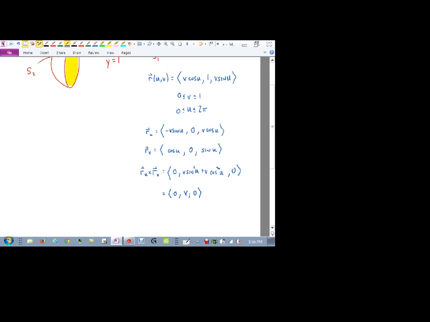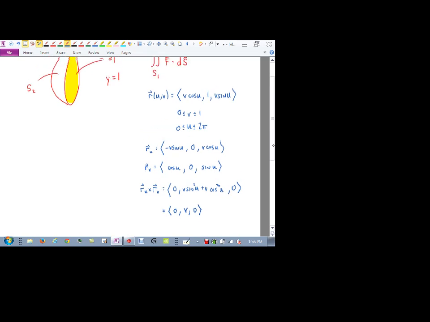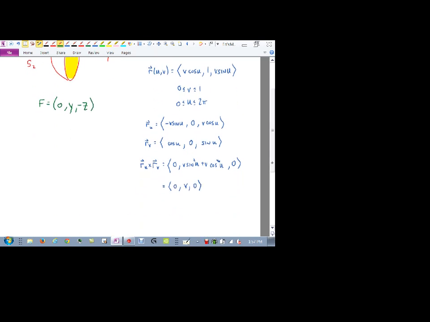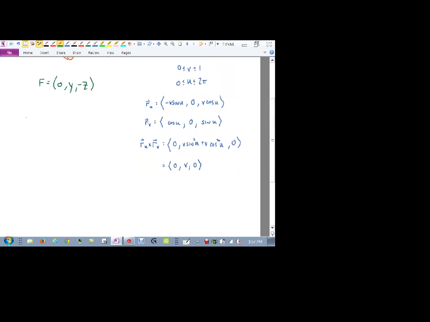Now I'm supposed to dot that with what? The vector field. Now, what was my vector field? Okay, I'll write that down up here. We're still working on S1, right? My vector field was 0, y, negative z. I'm going to dot that with this thing down here. So what's f when we evaluate it on that particular parametric surface?